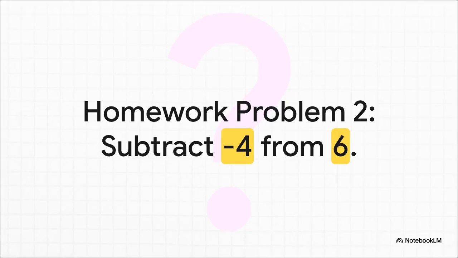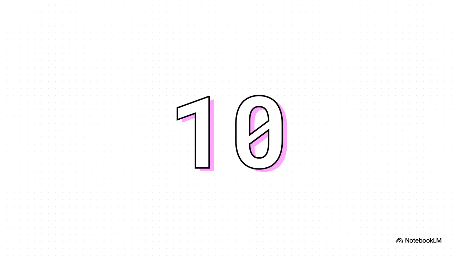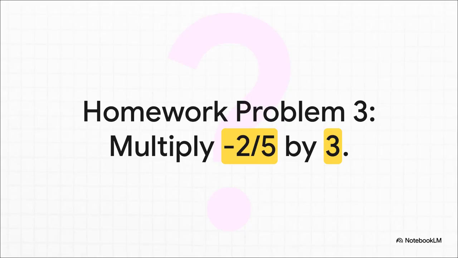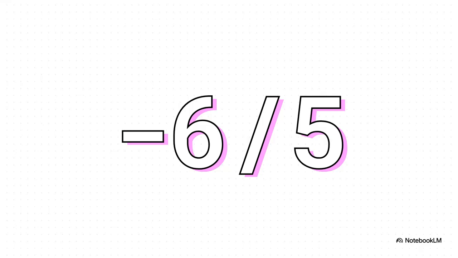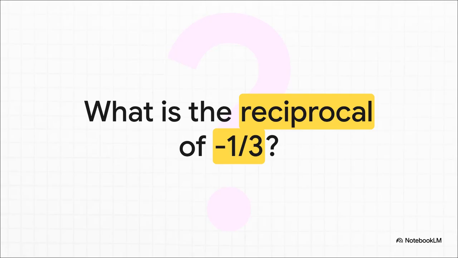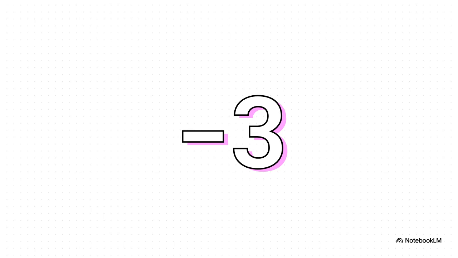Next one, subtract negative 4 from 6. Remember what happens when you have two negatives right next to each other? They become a positive. So it's really 6 plus 4, which is 10. Okay, how about multiplication? What's negative 2/5 times 3? And you can just think of that 3 as being 3 over 1. Multiply straight across, and you get negative 6/5. And for the final problem, a quick check on that key concept we just learned. What is the reciprocal of negative 1/3? You just flip it upside down, and you get negative 3.